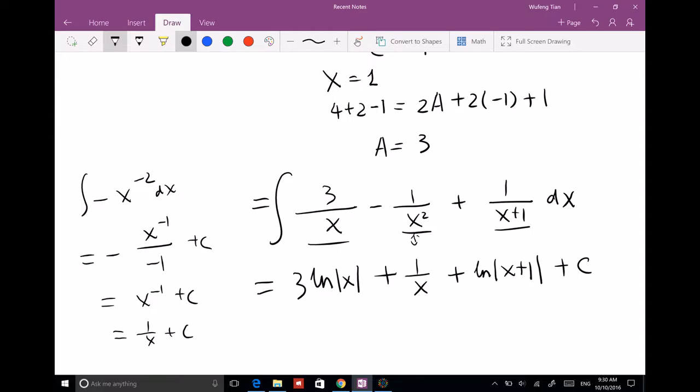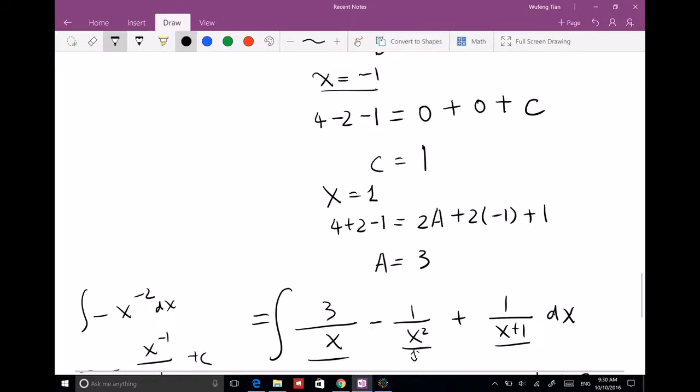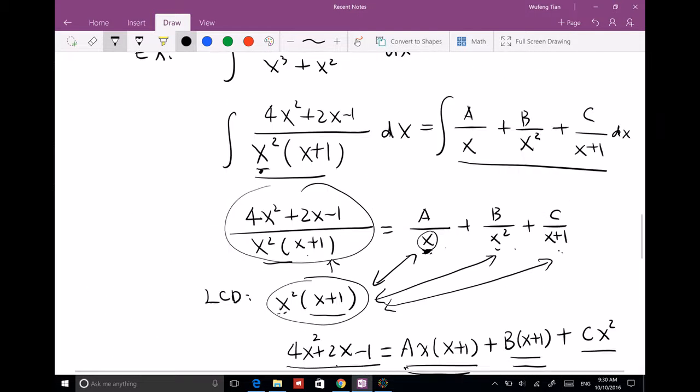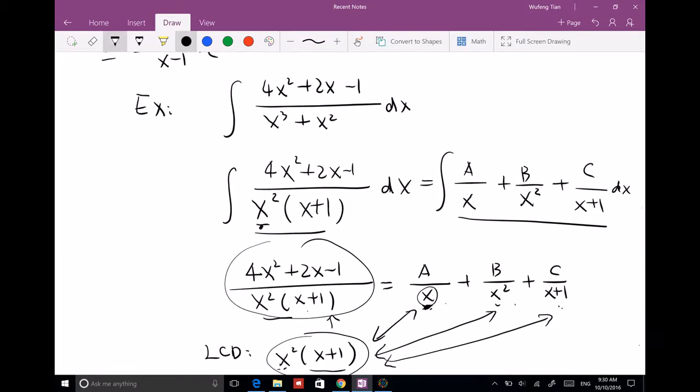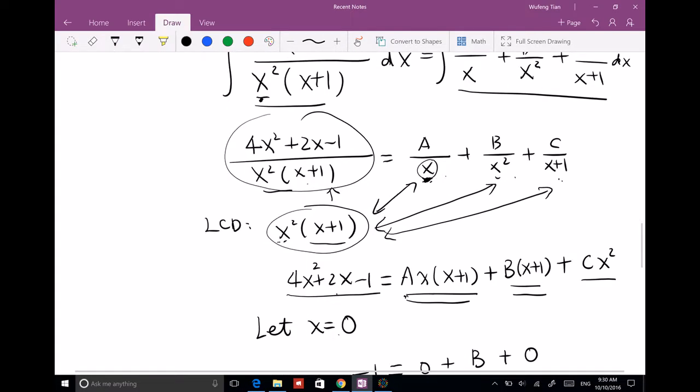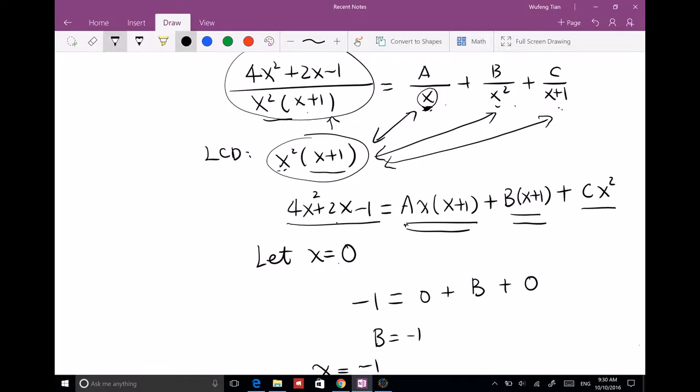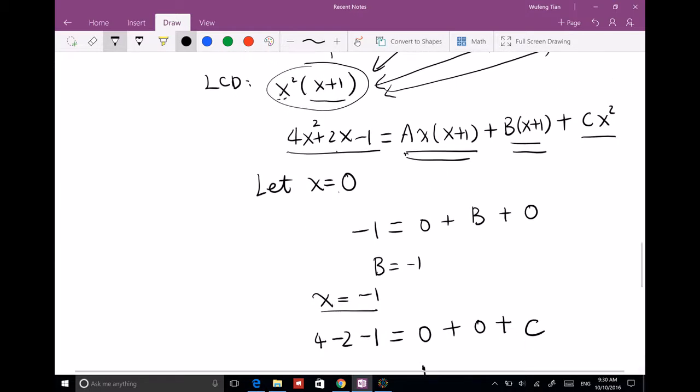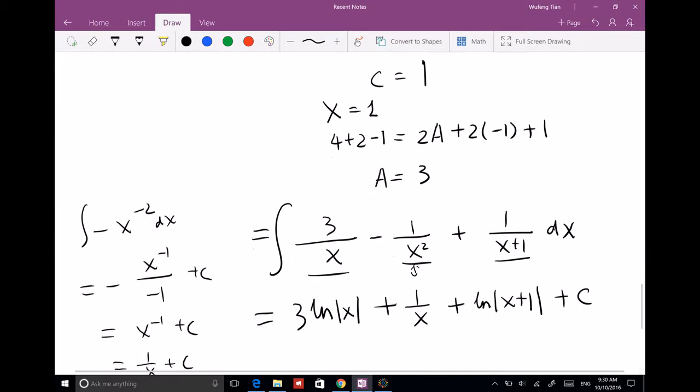Good? Okay, very good. So this is the key. These are the steps you need to do. First, you factor the denominator and write it out in the A, B, C form. Then to find A, B, C, multiply by the LCD, then plug in special values of x, and find A, B, C. Then use the basic rules to find the antiderivatives. Okay? Alright.